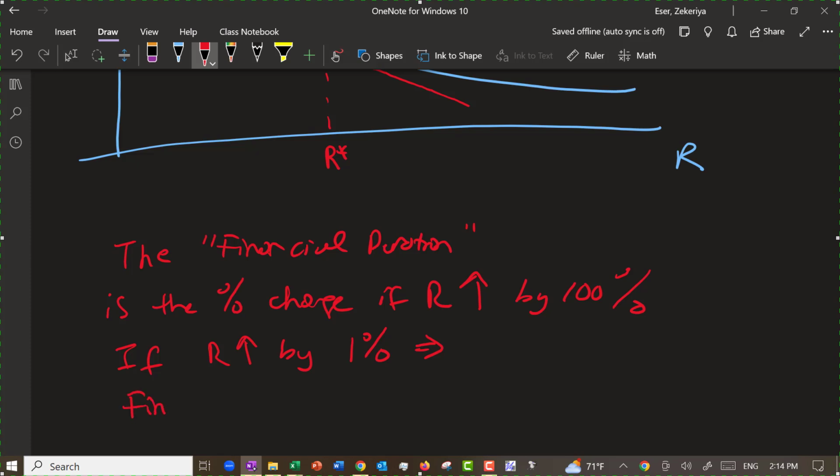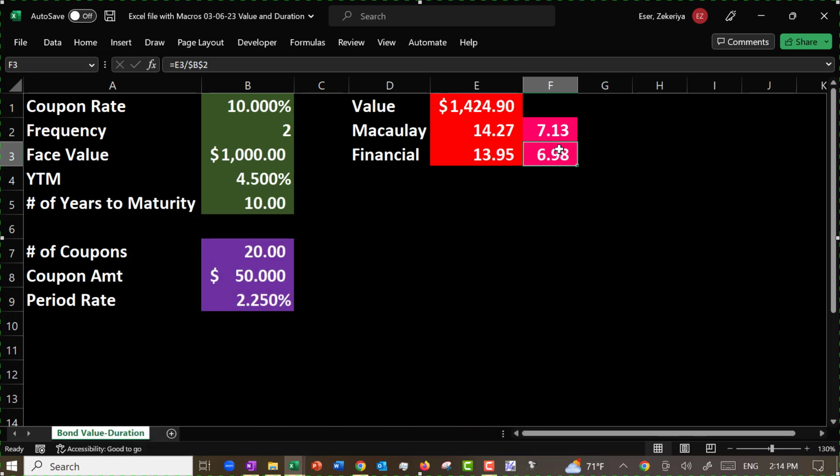Financial duration numbers, is actual percentage change. So a 1% increase in the period rate is going to give you about a 7% increase, and that's an approximation, a 7% decrease, I'm sorry, in the value of the bond. But this number is only for very small changes.